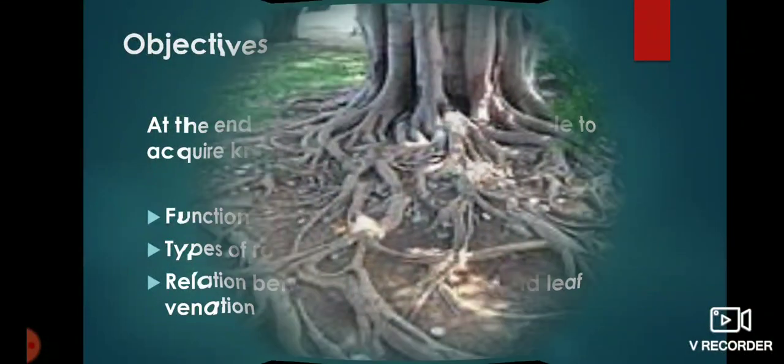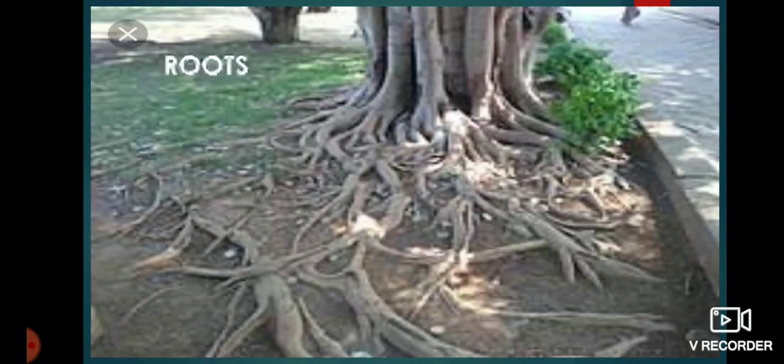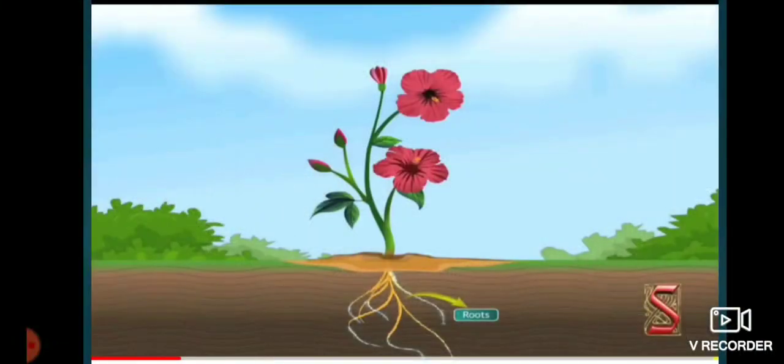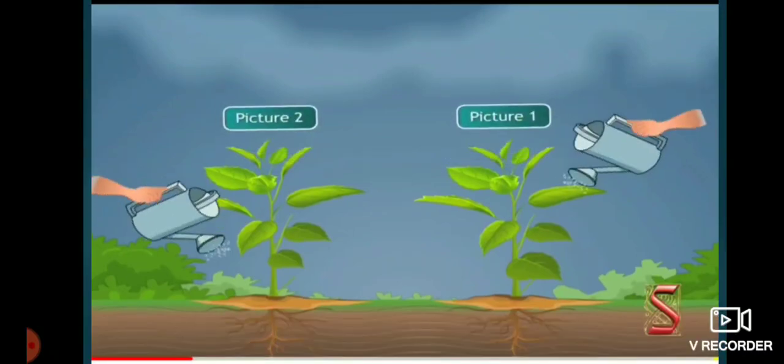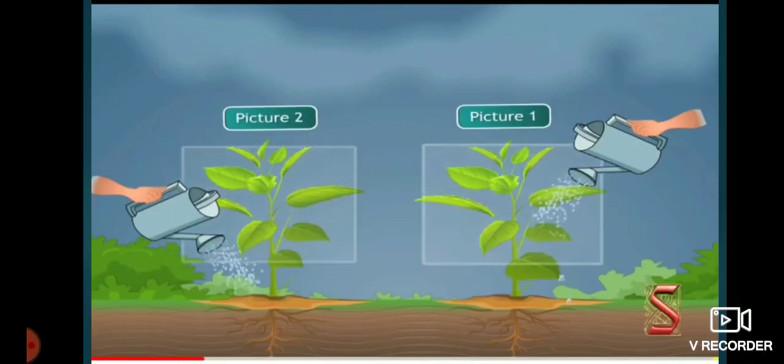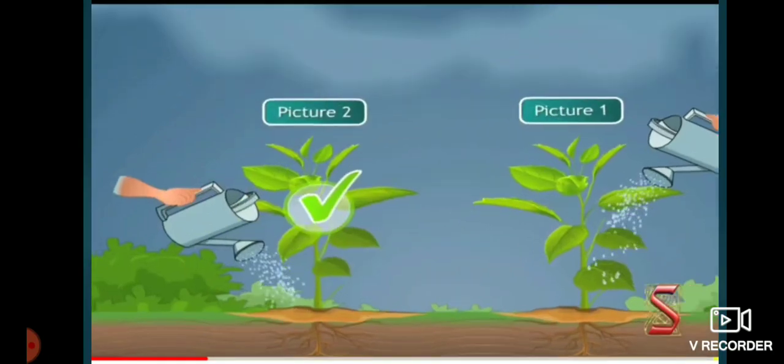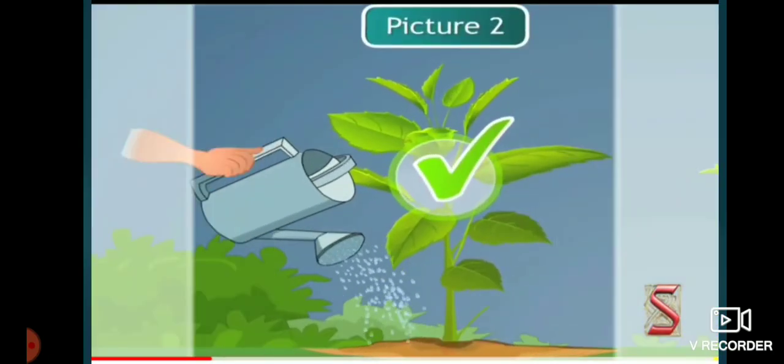Let us move. We all know roots are the most important part of a plant. Let us check how to water a plant. Please watch. Watch picture 1 and picture 2. Which one is the correct form of watering the plants? Yes, picture 2. Why? Because we are giving water to the soil.